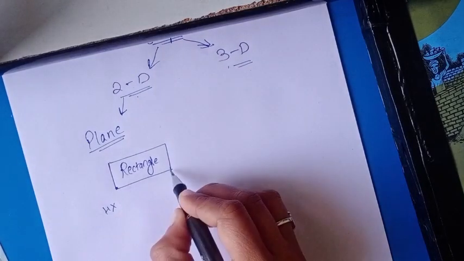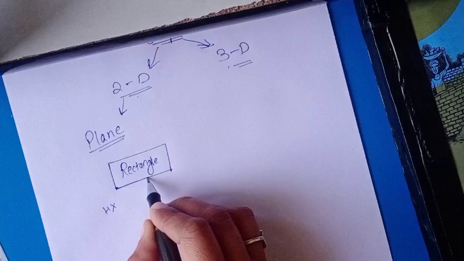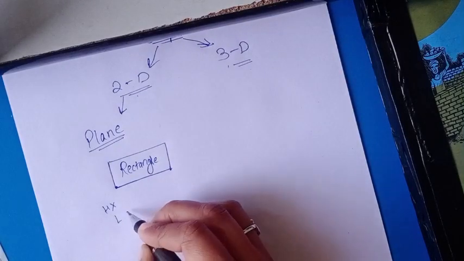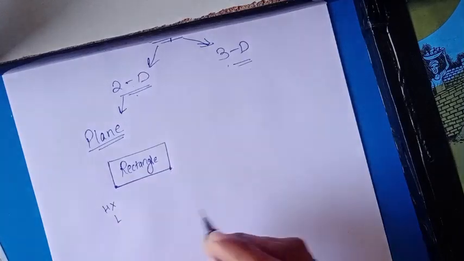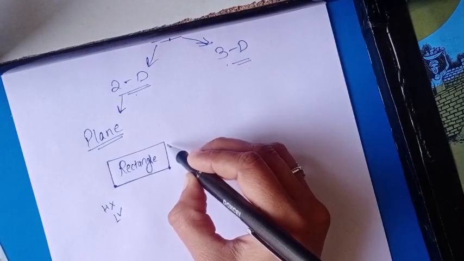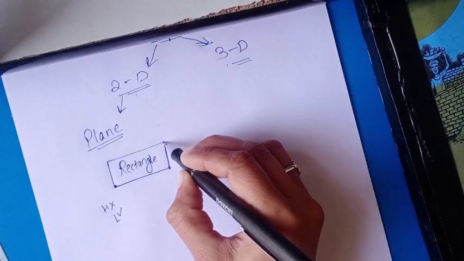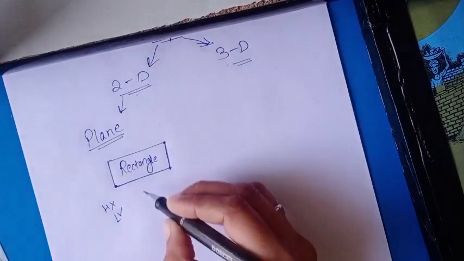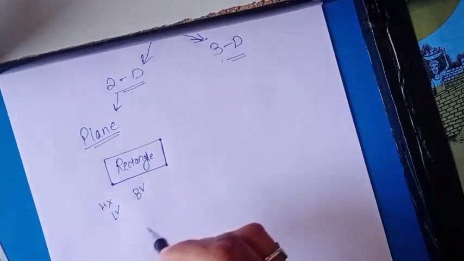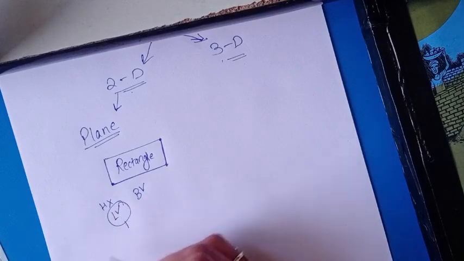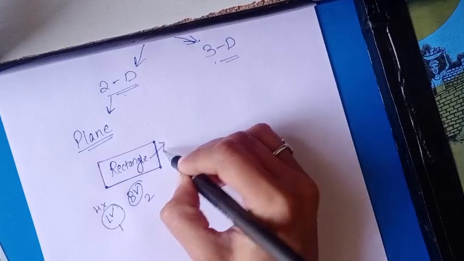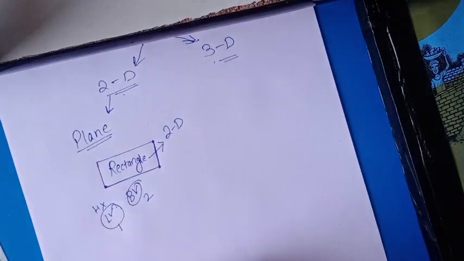Now, can you tell me about the length of this rectangle? Yes, we can measure the length of this rectangle. And if I ask you the breadth of this rectangle, can you measure it? Yes, we can measure the breadth also. How many things do we measure? One is length and the second is breadth. That's why this figure is called 2D.